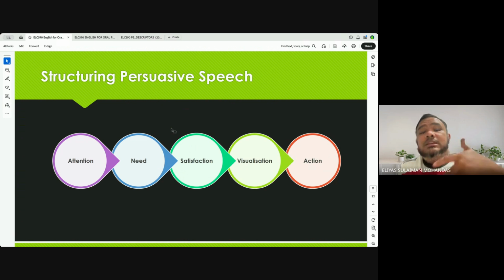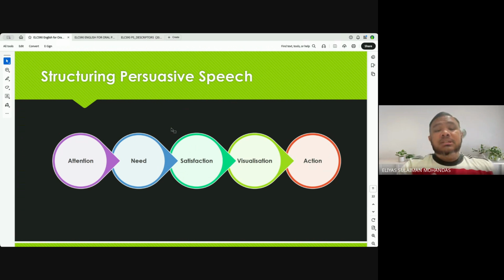Satisfaction must be included in the third paragraph, which is the second main point. Visualization must be included in the fourth paragraph, which is the third main point. And action must be included in your final paragraph, which is the conclusion. Simple, diikut turutan yang sama.